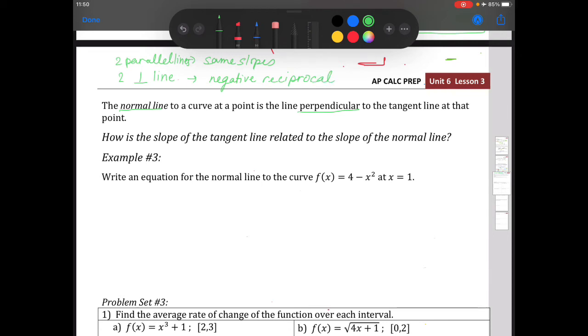So now how is the slope of the tangent line related to the slope of the normal line? We just talked about it. Their slopes are what? Negative reciprocals.